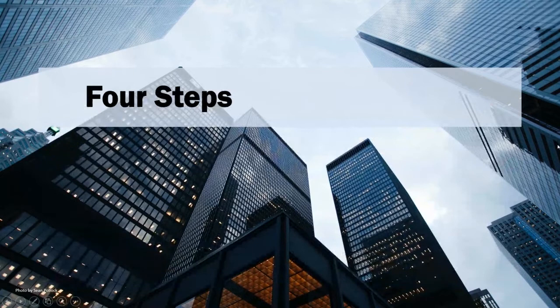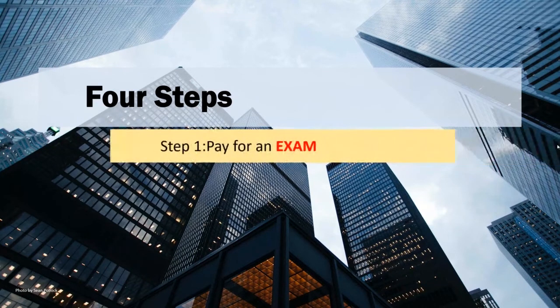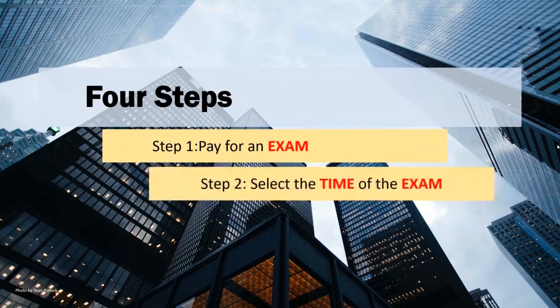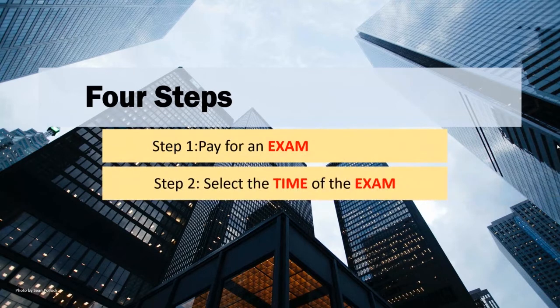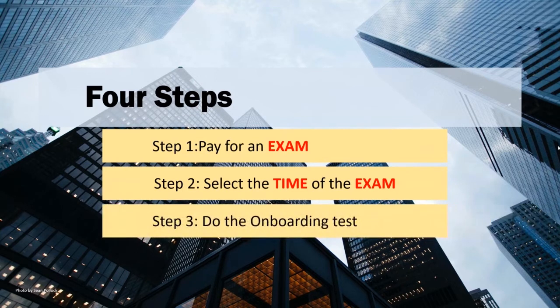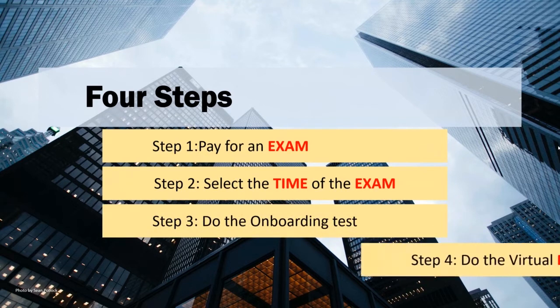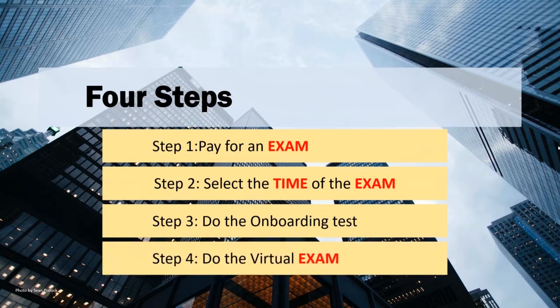So there are basically 4 steps that I came across that should be important. The first one is pay for an exam. The second is select the time of the exam. I wish these two were together in one spot, but no. First you pay, and then you go through the process of selecting the time of the exam. The next is you do the onboarding test in the virtual proctoring portal, and then step 4 is do the actual virtual exam on the date of your exam.